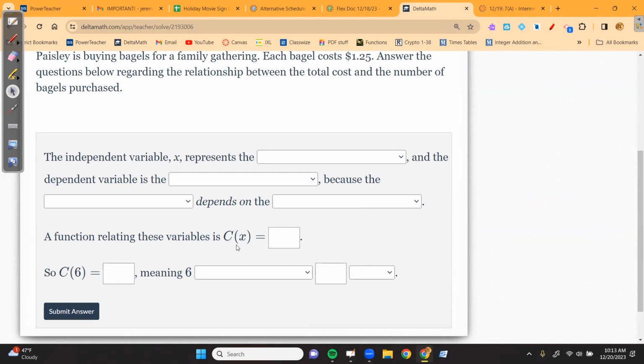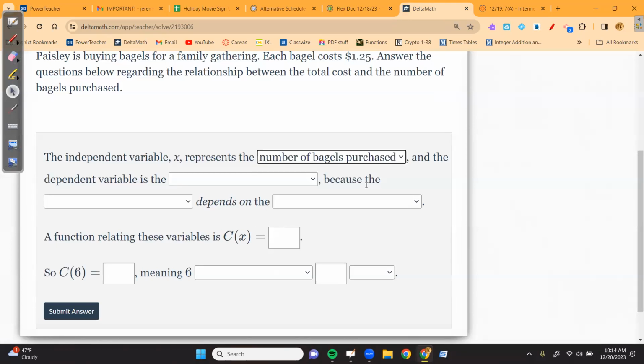This is going to be similar to the driving problem where we were going 75 miles an hour, right? No bagel store, when you walk in and say, I need some bagels, is going to say, okay, I'm going to charge you $10 just to have the right to buy my bagels, and then it's $1.25 a bagel. No one does that, right? So this is one of those simple short functions. So here we go. The independent variable x represents what?